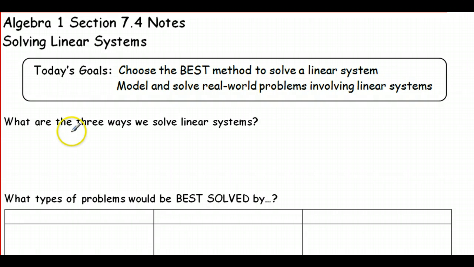The first one that we have learned is graphing. The second one we have learned is substitution. And the third one that we have learned is called linear combination, also known as elimination.